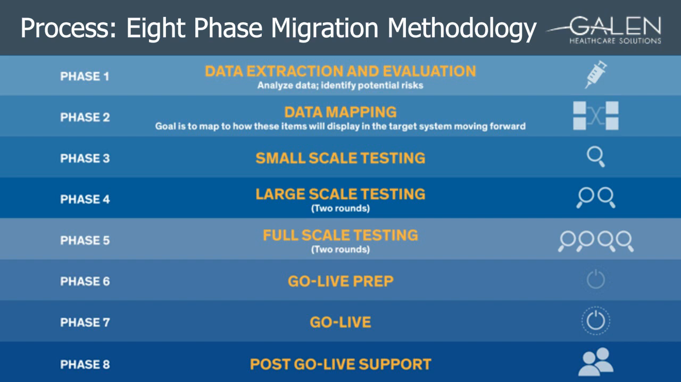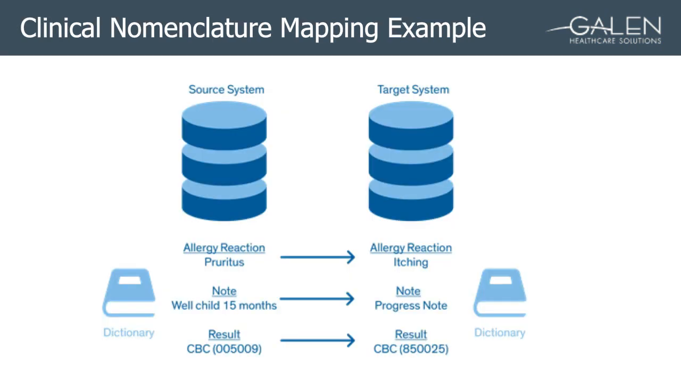Our process is to map each legacy dictionary value to its corresponding value in the new EHR. We keep the end users in mind when making these mapping decisions, as we want the converted data to look and act like it would if it was created in the new EHR after go-live.